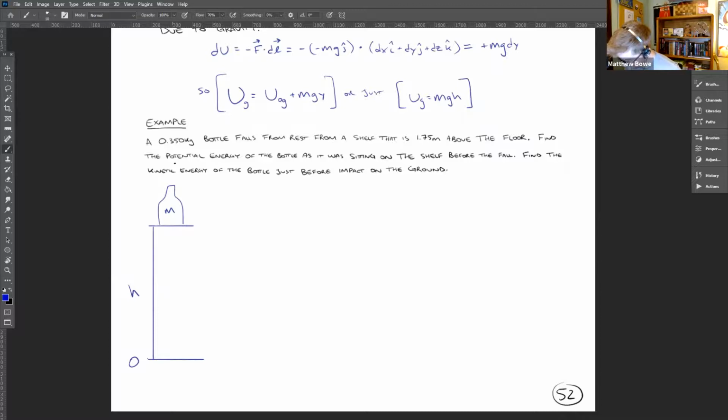What is the potential energy of the bottle when it's sitting on the shelf before the fall? So just gravitational potential energy is mass times acceleration of gravity times whatever height it is.